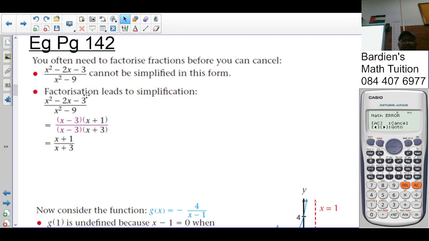We often need to factorize the fraction before you can cancel. So x squared minus 2x minus 3 over x squared minus 9 cannot be simplified in this form. Okay, what do we need to do first? We need to factorize. I've seen this over the years, where people say, okay, x squared goes into x squared. You can't do that. Why? Because there's more than one term in the numerator and more than one term in the denominator. So what needs to be done first is I need to factorize the numerator, and it factorizes into that there, factorize the denominator, that cancels, leaves you with x plus 1 over x plus 3. Okay. Can we carry on?